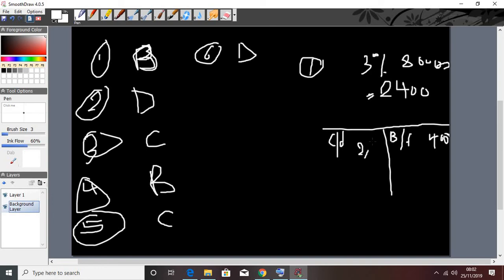4,000 will be here. 2,400 will be here. Okay, so let's track the difference between 4,000 and 2,400. 2,400 minus 4,000. So we could see that here is bigger than this one. So here the difference will be profit and loss. We are going to send it to profit and loss account.